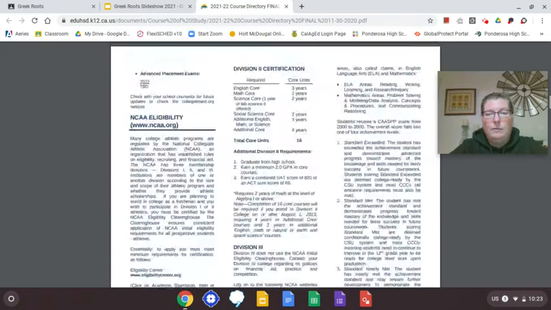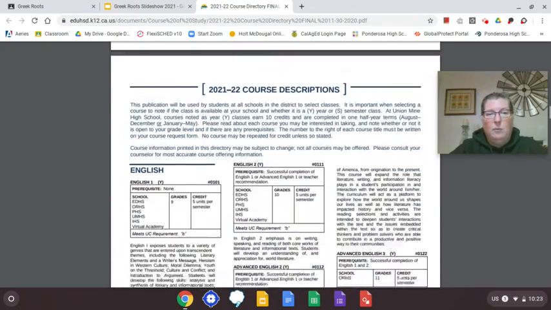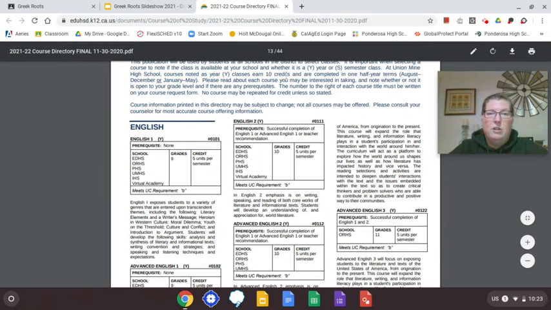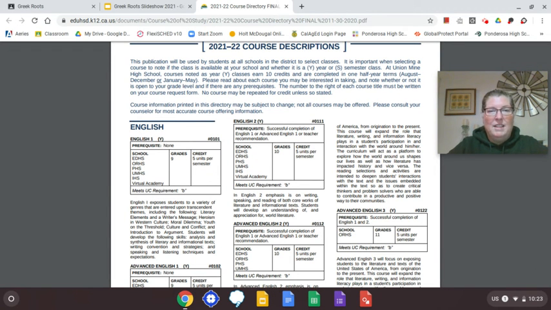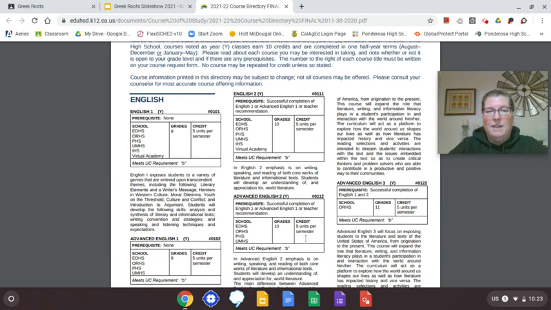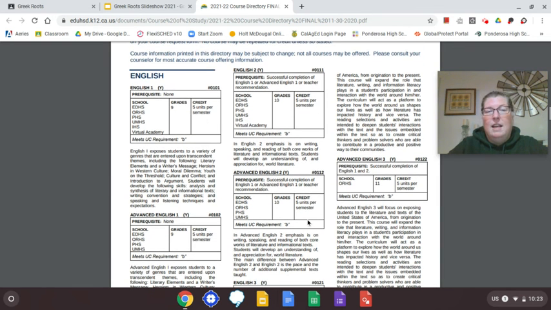But then eventually you will get to this part where you can see these are the course descriptions. Oops, I just made that disappear. So here's English. So for example, if you wanted to compare English 2 versus Advanced English 2, there it is on the screen. And it'll tell you if there's a prerequisite, what schools offer this, because not every class is offered at every school. What grade must you be in to take it? How many units do you get per semester? And then what requirement does it meet for you?